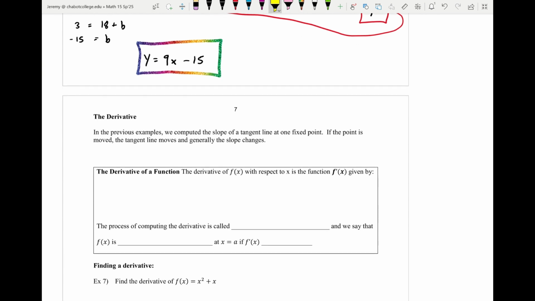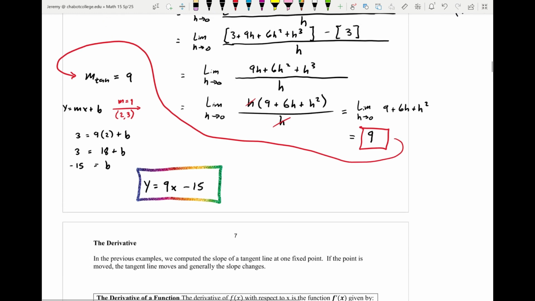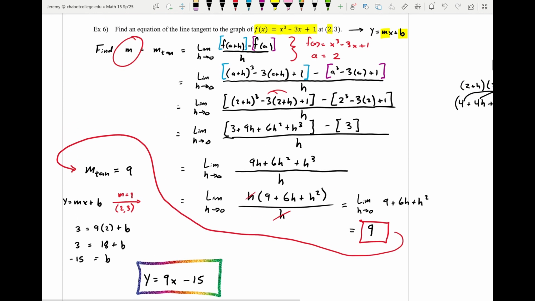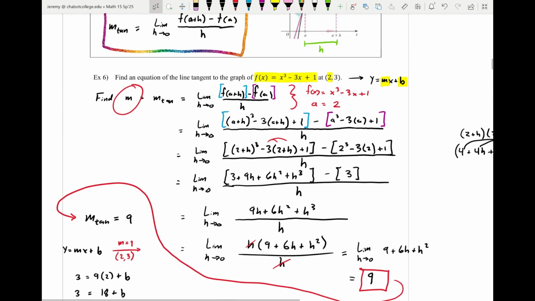And here we are, we finally made it to the derivative. So in those last examples, we computed the slope of a tangent line at one fixed point for one given function. If the point is moved, the tangent line moves and generally the slope changes. So this is kind of an issue because like for this last problem, we just did all that work of finding the equation of this tangent line.